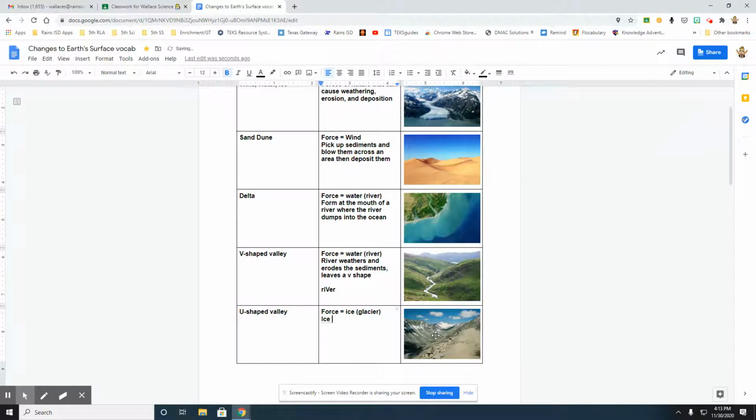So the ice is going to weather and erode sediments and carves a U shape in that area of the land. And so here's how you remember this. The word glacier has a C in the middle of it, okay? And if I turn that little C on its back, it looks like a U. And so that's one way you can remember. Glacier is going to carve a U-shaped valley. River is going to carve a V-shaped valley, okay? Two different forces. We have a river or water here. We have ice or a glacier here, okay?